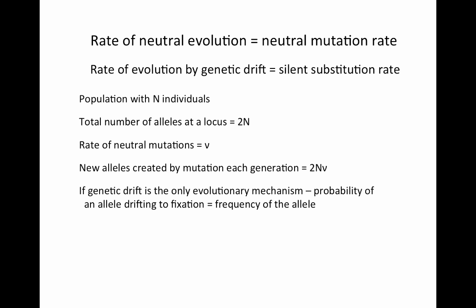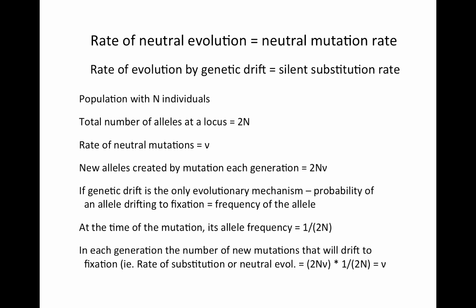If genetic drift is the only evolutionary mechanism, so this mutation is not going to be affected at all by selection, the probability of an allele drifting to fixation is going to be equal to the frequency of the allele, and we'll actually work through the argument that shows that that's true in class this week. So at the time that the mutation happens, there's only one copy of that new allele in the whole population, and so its allele frequency is 1 divided by 2n. There's one copy of this allele in the whole population of 2n alleles.